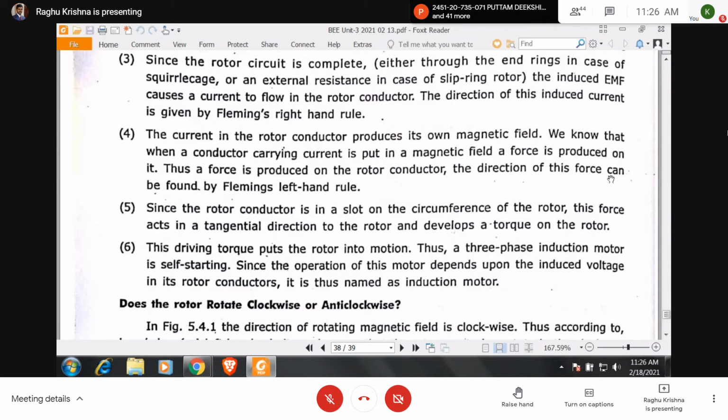The direction of this force can be found by Fleming's left hand rule. Again, this will be coming in DC motors. I am going to explain this in detail. So here, current carrying conductor placed in a magnetic field experiences torque.